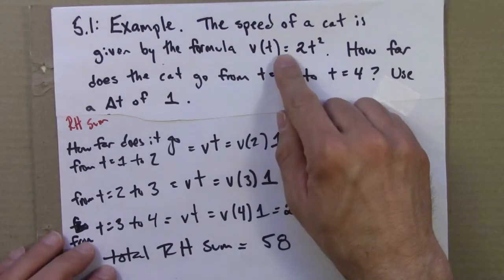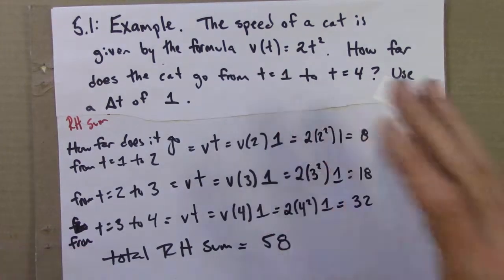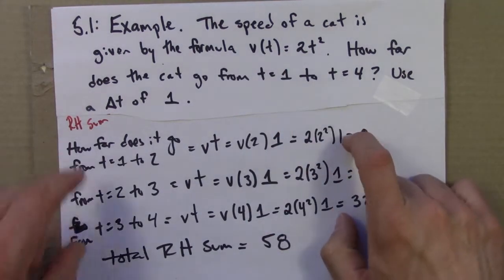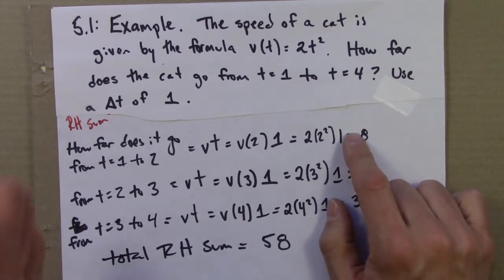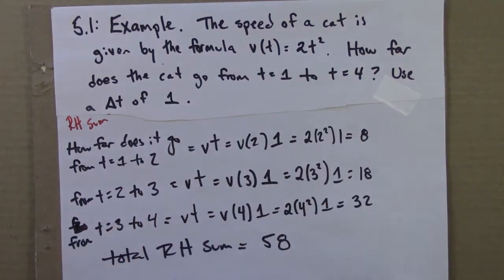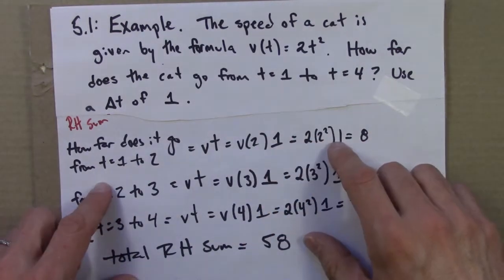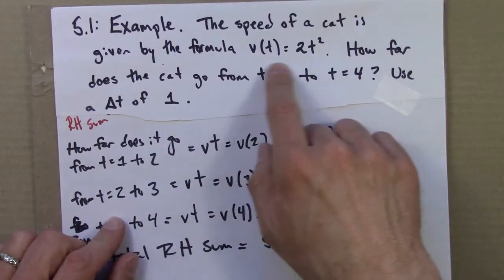Okay, so the only thing that's different about this example is how we're getting the speeds. The idea behind a left-hand sum and a right-hand sum is exactly the same. We're pretending that velocity is constant over an interval even though it's not. A left-hand sum takes the left-hand value, the right-hand sum takes the right-hand value, and then you just sum them all up. That's the sum part of sum. And the only thing that's different here is that now we're using it from a formula.